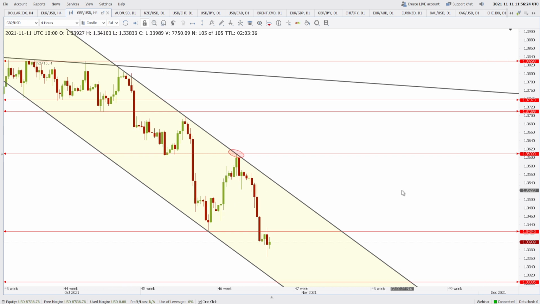All right, friends, I hope you understand the point now. 1.3424 is the next resistance now, and 1.3303 is the next support.